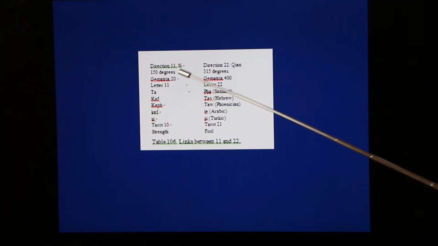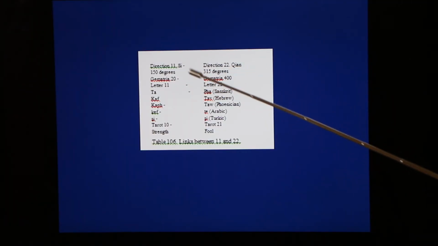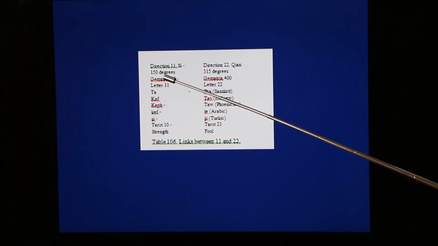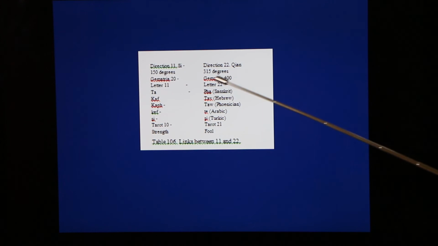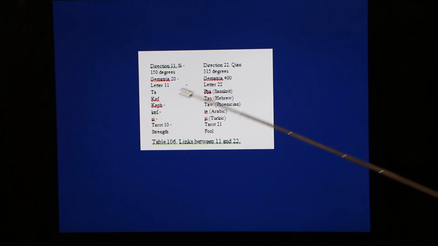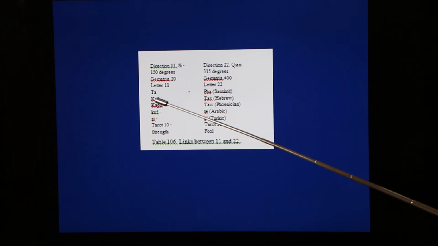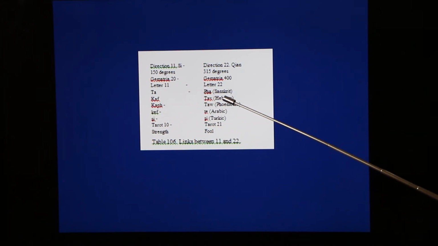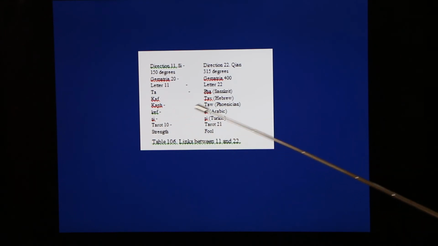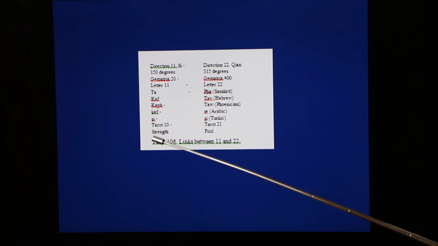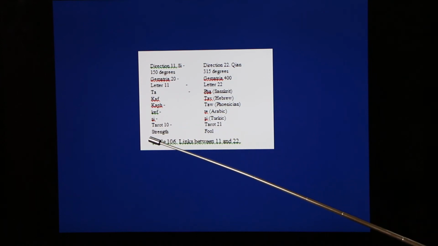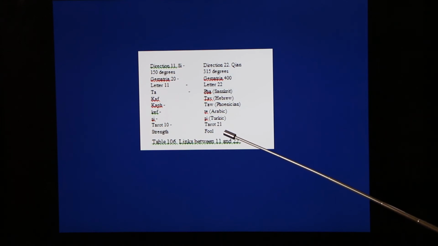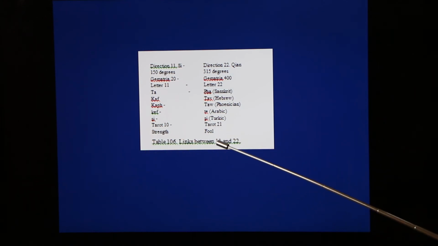I can take letters 11 and 22, and in terms of the Chinese thing, link them then to degrees of the circle, to their gematria, that would be ta and fa in Sanskrit, kaf and tav in Hebrew, kaf and ta in Phoenician, kef and te in Arabic, in Turkic, letters 10 and 21 in the tarot, strength and fool in the tarot.